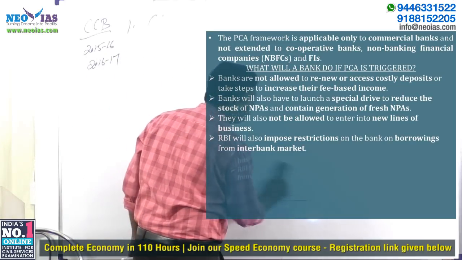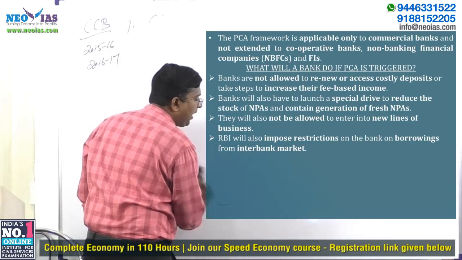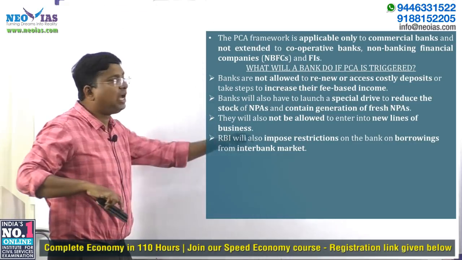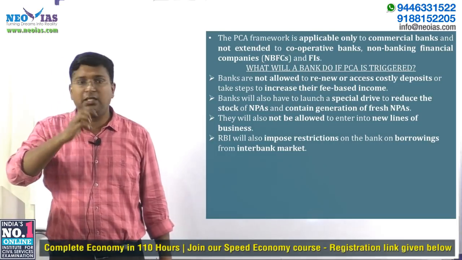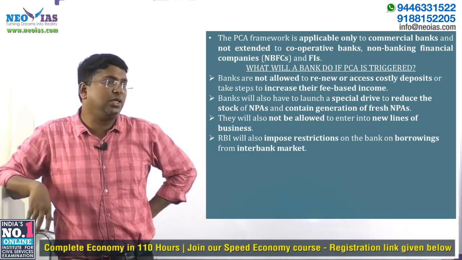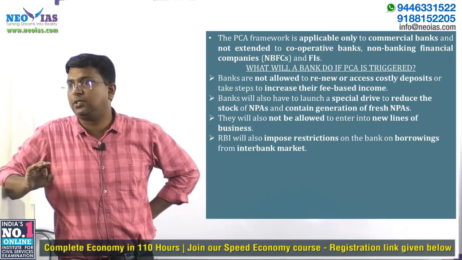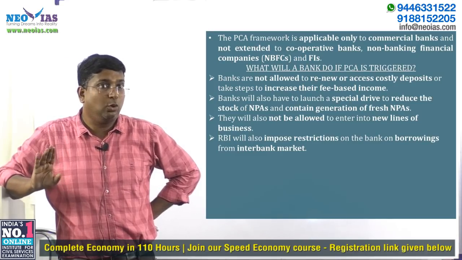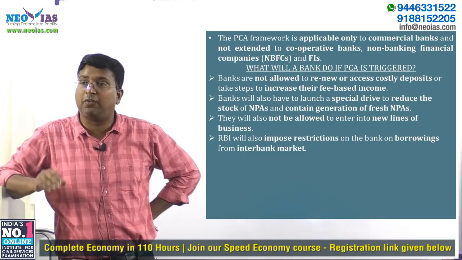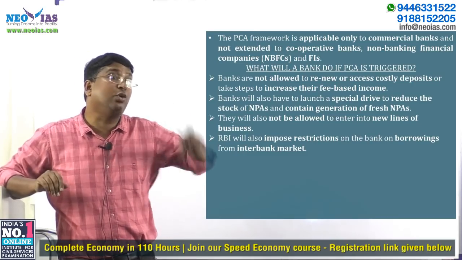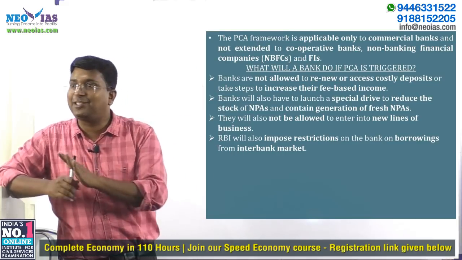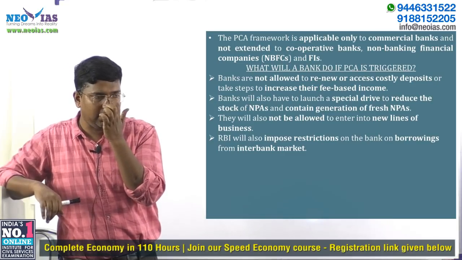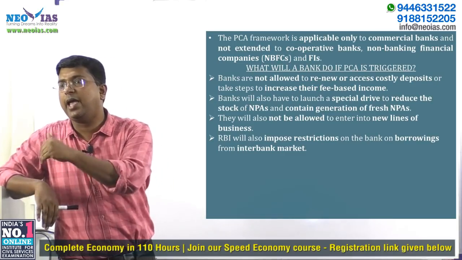So what are the restrictions? If you are a weak bank, you know that lending is always a risky business. So RBI will first tell them to correct their financials and only then start doing normal business. PCA does not stop a weak bank from lending. Don't think that. It stops a bank from lending to risky loans, not any loan. It can continue lending, but no high-risk loans.